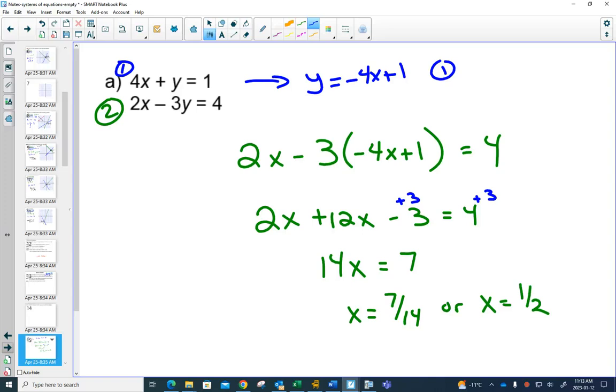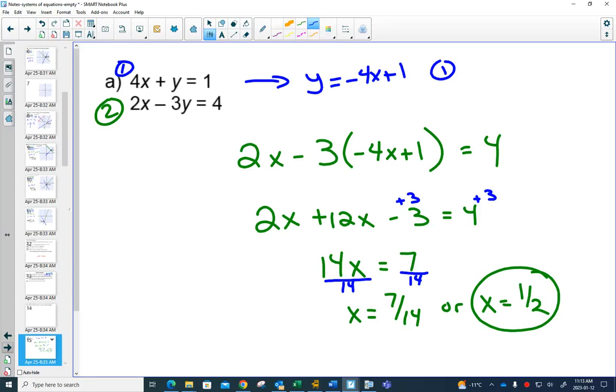Well, if you want to get x by itself, what's the opposite of multiplying? I'd have to divide this side by 14, so I have to divide this side by 14. That would give me 7 over 14, which reduces to 1/2. So now we have figured out x. But to solve this completely, we need to find x and y, because we are looking for that point graphically where they cross. And we now know that the x coordinate is 1/2.